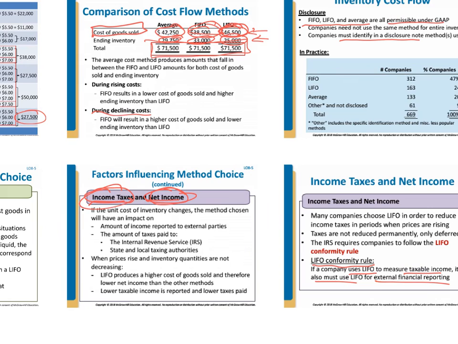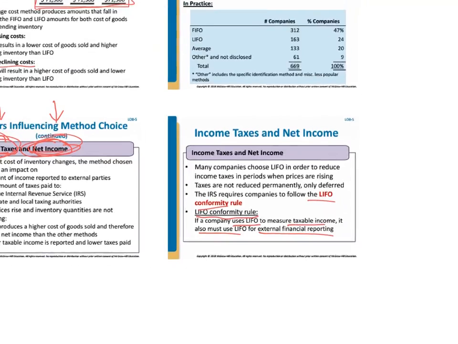So keep in mind that both of these sort of work together in the sense that if you're producing the lowest amount of taxes because you're using LIFO, you're also producing the lowest amount of net income as it relates to financial reporting purposes because of the LIFO conformity rule, which requires that if you choose LIFO for taxes, you also must use LIFO for financial statement reporting purposes as well.